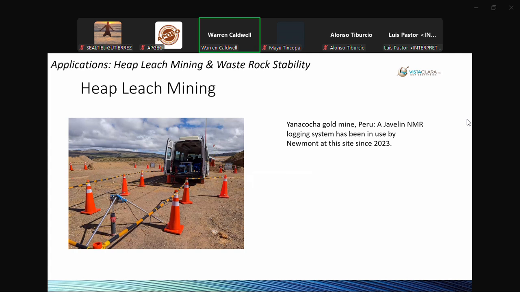We also have an NMR logging system that's being used in Yanacocha gold mine in Peru that has been operational since 2023. Vistaclare is not involved in any of the analysis of that data, and we can't really speak to how it's being used. Some of you on the call may be more familiar with the work that's being done at Yanacocha than I am. So I'm not able to show any data or results here, but I just wanted to mention that that work is being done.